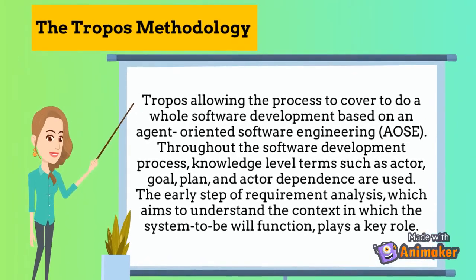Next, the Tropos methodology. Tropos allows the process to cover a whole software development based on agent-oriented software engineering. Throughout the software development process, knowledge level terms such as actor, goal, plan, and actor dependence are used. The early steps are requirement analysis, which aims to understand the context in which the system will function, plays a key role.